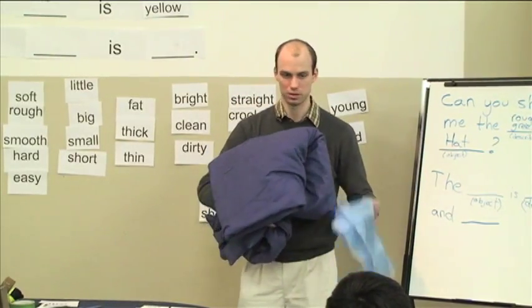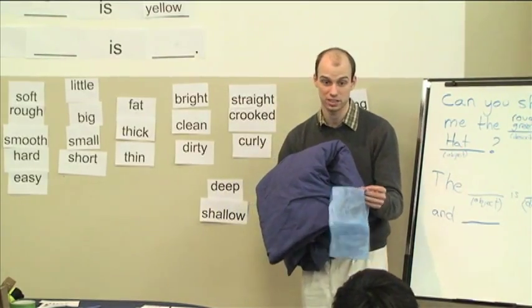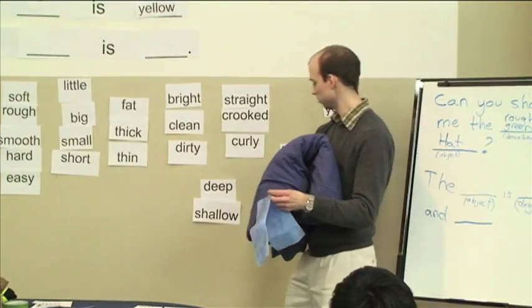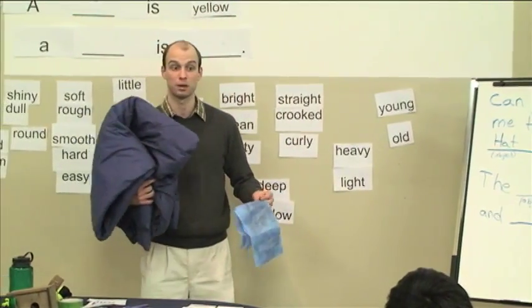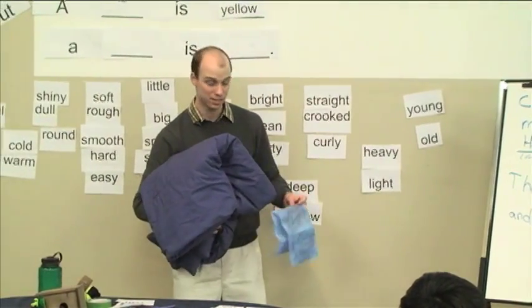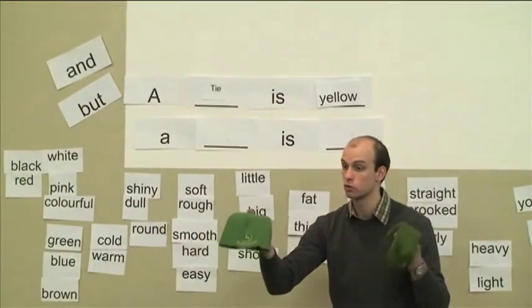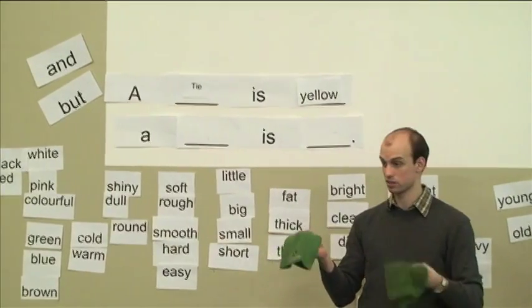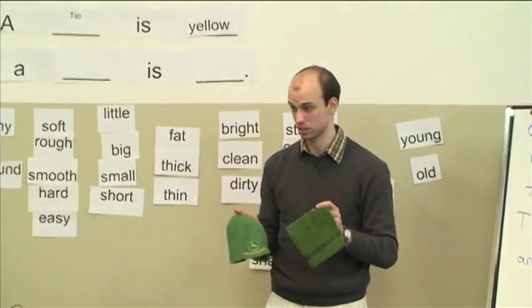Not heavy. Okay, so this blanket is, what's the word for not heavy? Light, and this blanket, but this blanket is heavy. Right. Okay, good. We have two different items. Are they the same? No. No, but the color is the same.